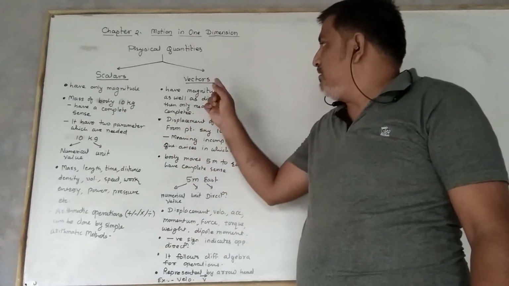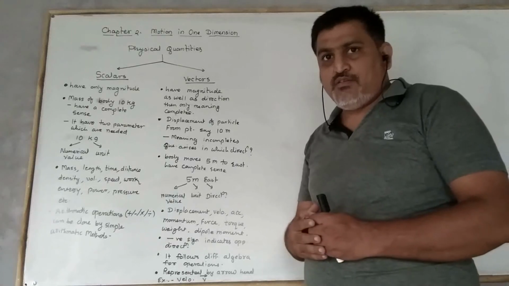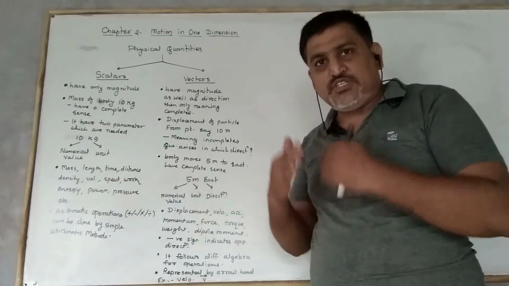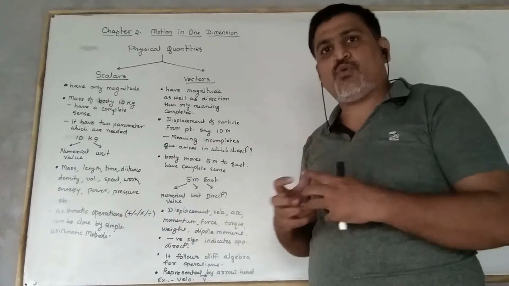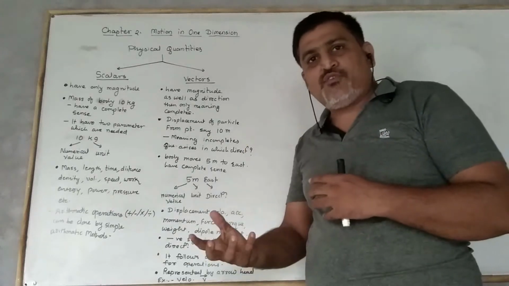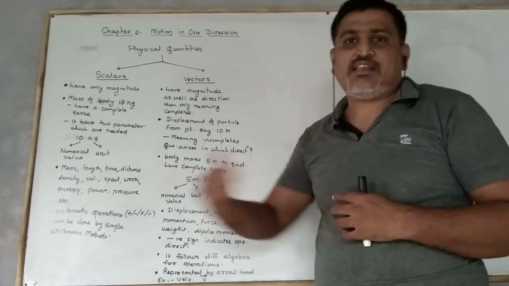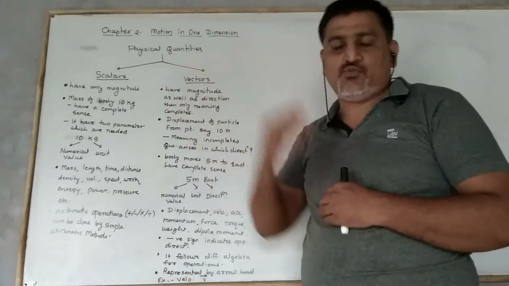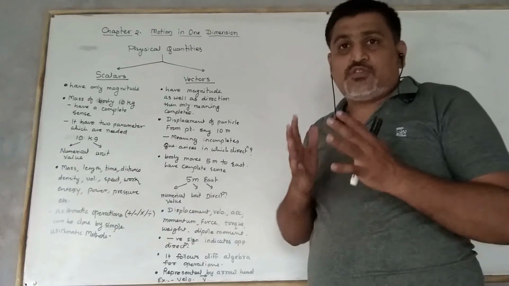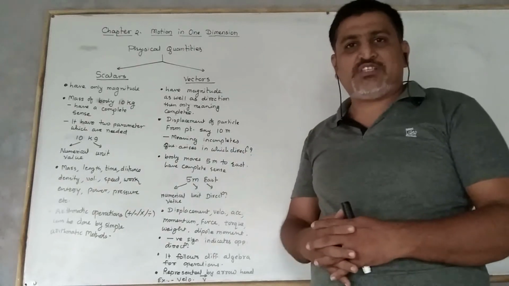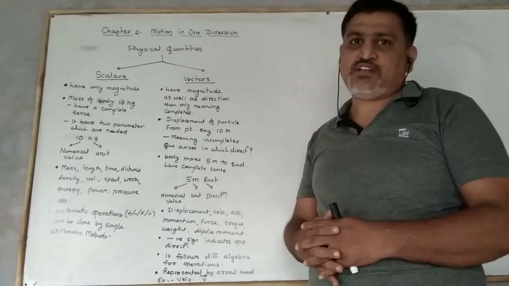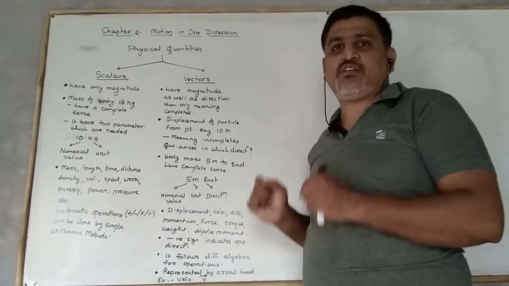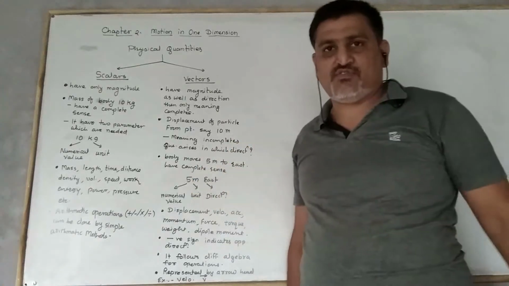While a vector, the difference is, is a physical quantity which requires magnitude as well as the direction where the quantity or the body is going. So these are the two major categories of physical quantity. One is scalar and one is vector. Scalar needs only a magnitude while vector needs magnitude as well as direction.